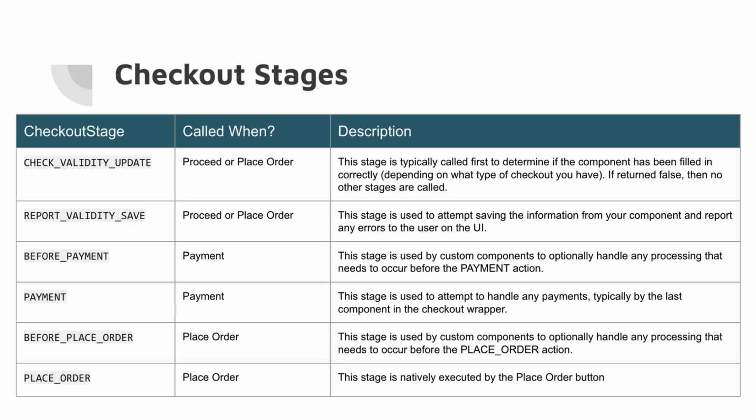Now, the check validity update and report validity save are similar to the two that we had previously. Now, when you look at actually using these, they are slightly different. The check validity is really around making sure that you have the appropriate information in your fields. They pass the initial checks, and then once they've passed that initial check, it moves to the report validity. And the report validity save is really around updating your components and/or reporting any errors to the user in the UI.